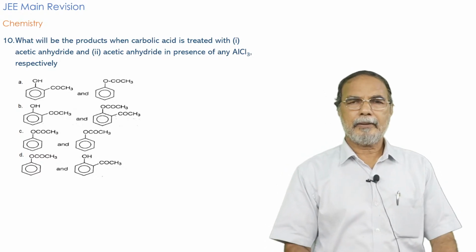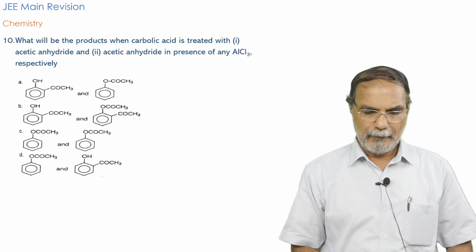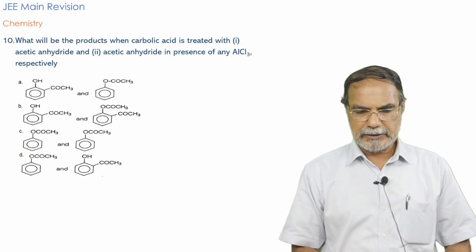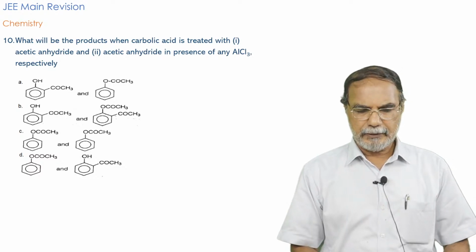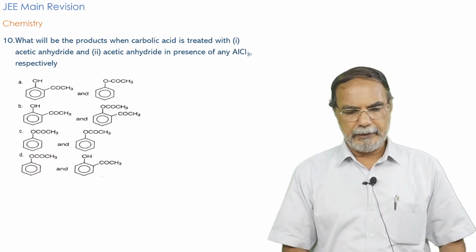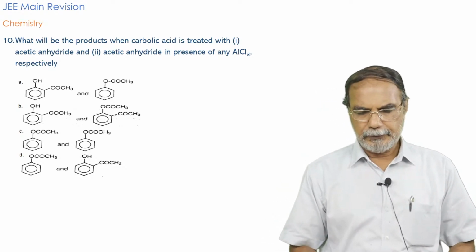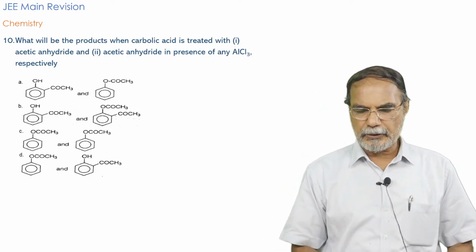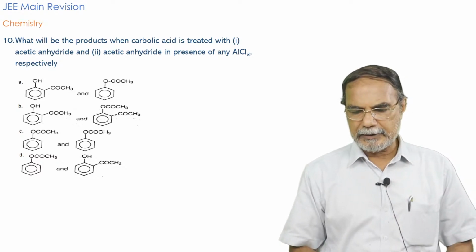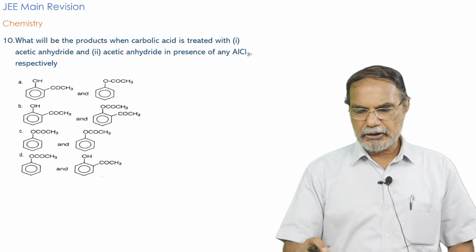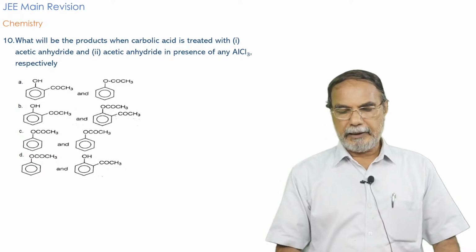Welcome back. Now it is question number 10. What will be the products when carbolic acid is treated with acetic anhydride and with acetic anhydride in the presence of aluminum chloride? It is anhydrous, the H is missing there. It is anhydrous AlCl3.